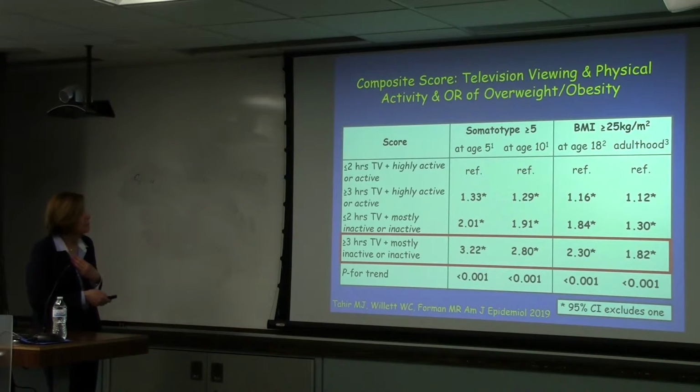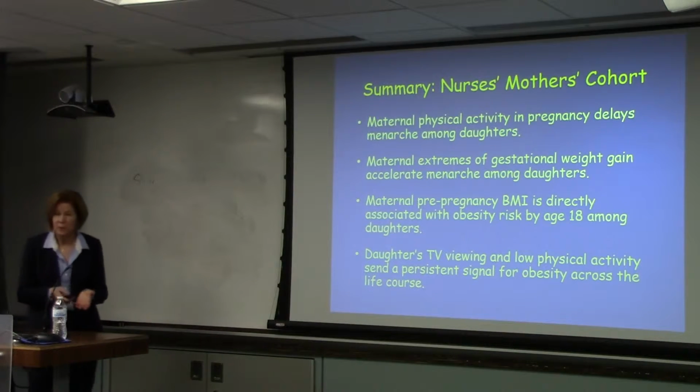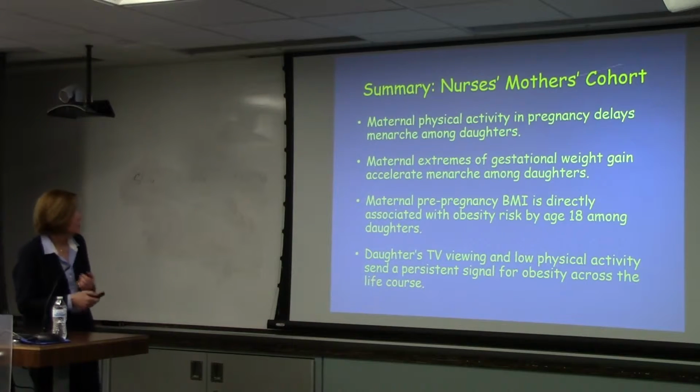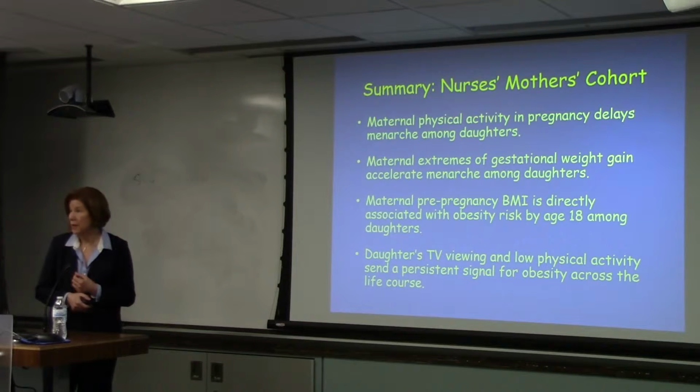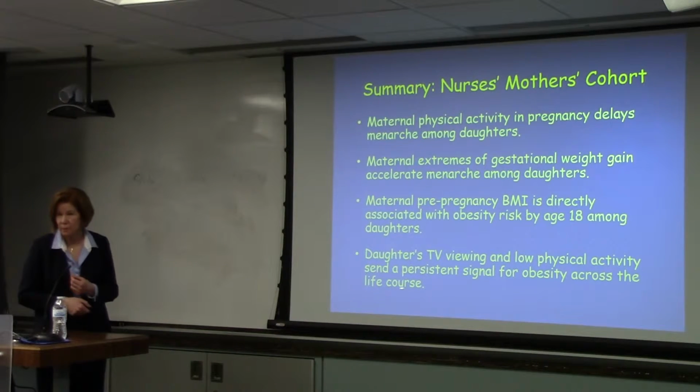Okay. So, from the Nurses' Mothers study, I've given you a glimpse of some of the windows of susceptibility and that timing matters, because maternal physical activity in pregnancy actually delays menarche among the daughters. Maternal extremes of gestational weight gain accelerate menarche. Maternal pre-pregnancy BMI is directly associated with obesity risk by age 18. And the daughter's TV viewing and low physical activity send a persistent signal for obesity across the life course.